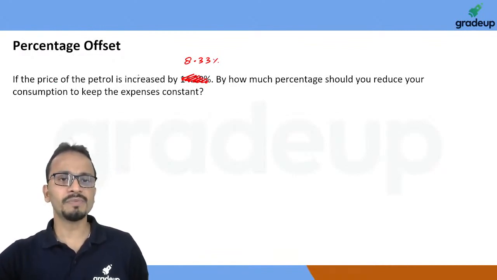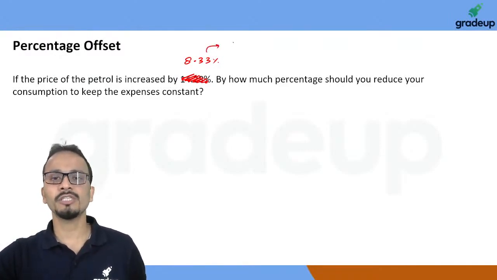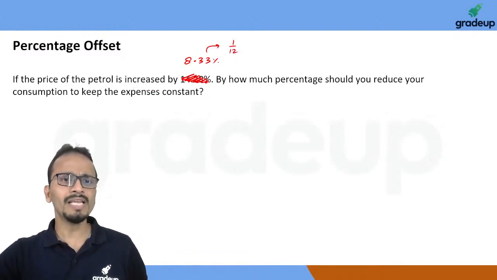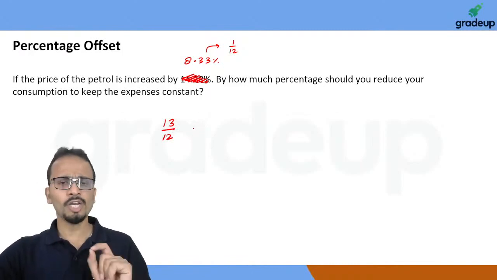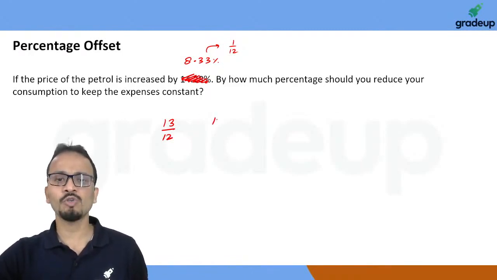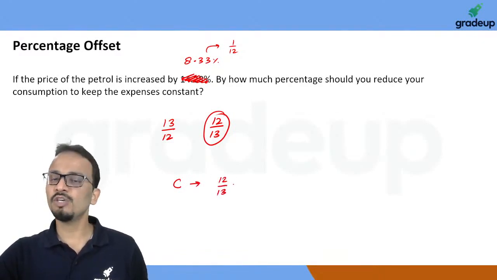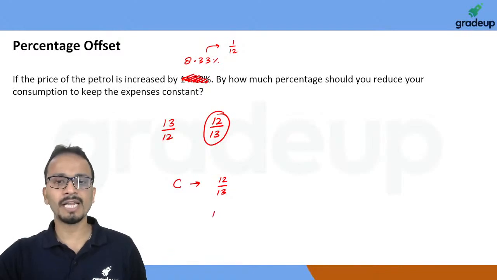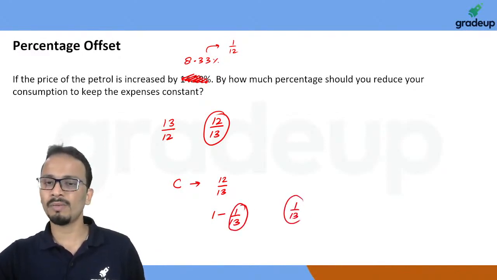So if the price of petrol increased by 8.33%, let's see how easy it is. 8.33% is 1 by 12. If something increases by 1 by 12, it becomes 1 plus 1 by 12, that is 13 by 12. In order to nullify the effect of 13 by 12, I have to multiply it by 12 by 13. So consumption should become 12 by 13 of the original consumption. Now 12 by 13 can be written as 1 minus 1 by 13. That means consumption is going to decrease by a fraction of 1 by 13.